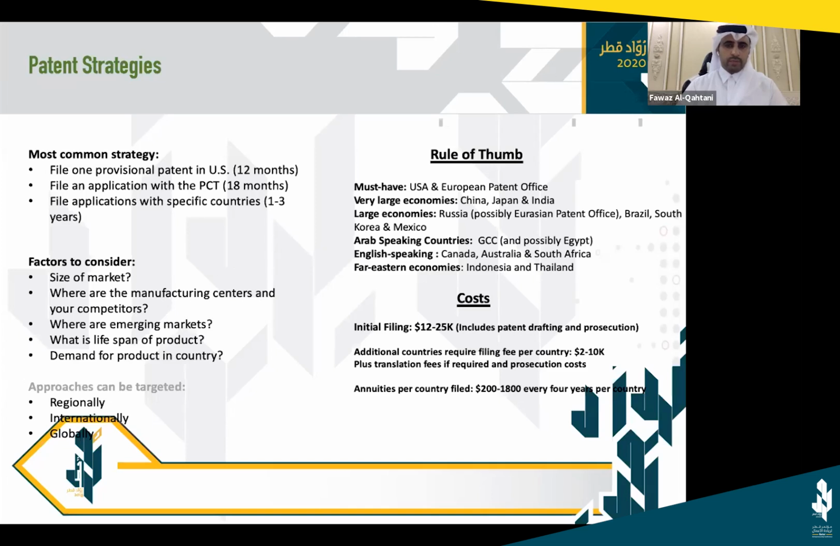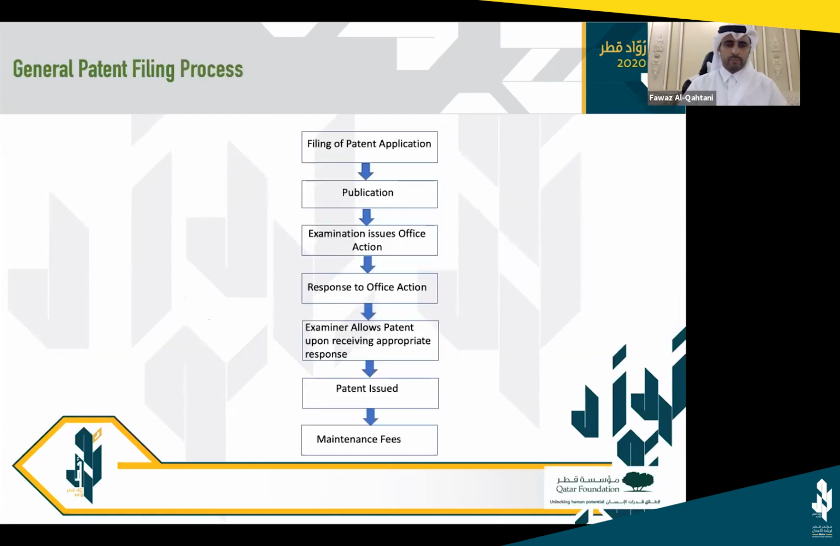Rule of thumb: you must have the US and European patent offices, that's when you start. Then you look for very large economies like China, Japan, India, Russia, for example, GCC, English-speaking countries like Canada, Australia, South Africa. And you can look at growing economy countries like Indonesia and Thailand as well. So the cost of initial filing is from 2,012 to 25, including patent drafting and prosecution. Some additional countries require fees from 2 to 10. And then you have the annuities per country later on, after about 2 years from when you filed, which is from 200 to 1,800.